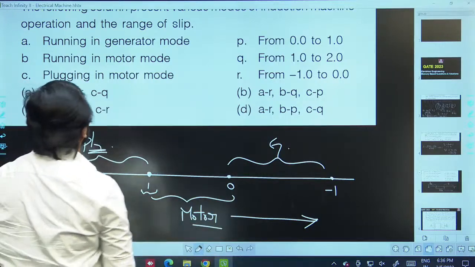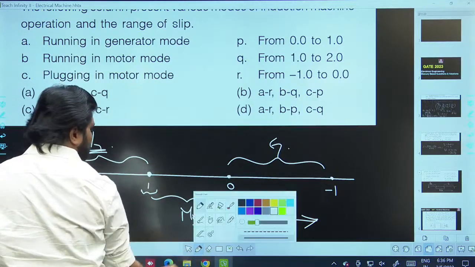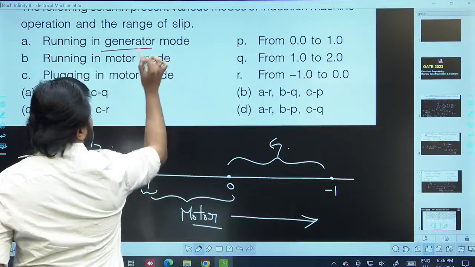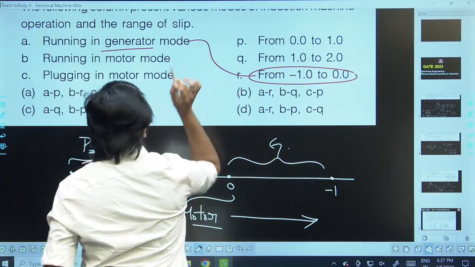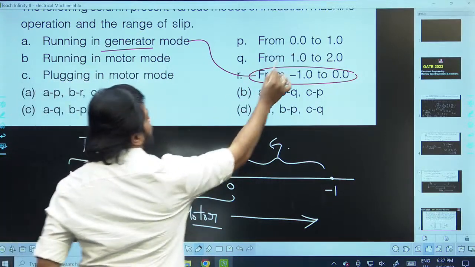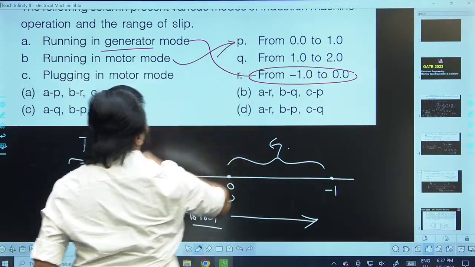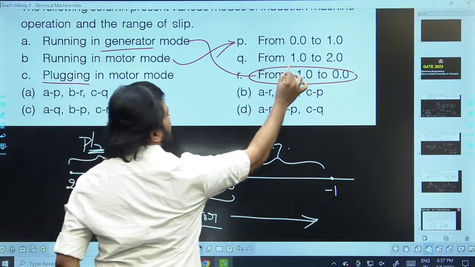So simply you can match it. Generator, -1 to 0. Motor 0 to 1. And plugging greater than 1.